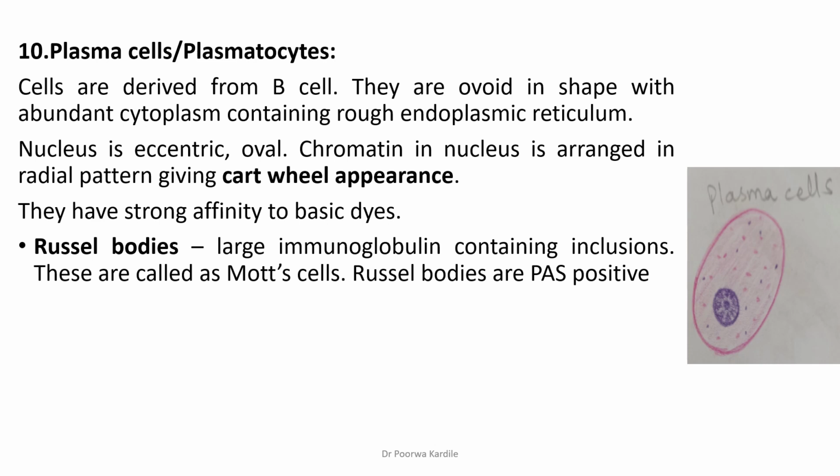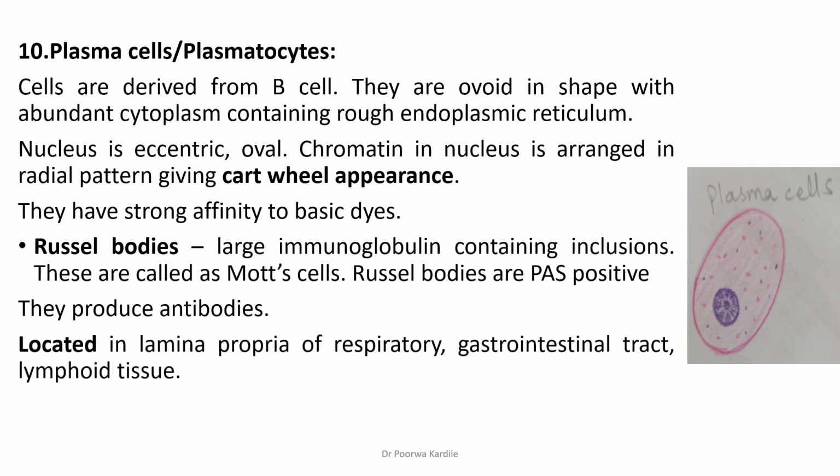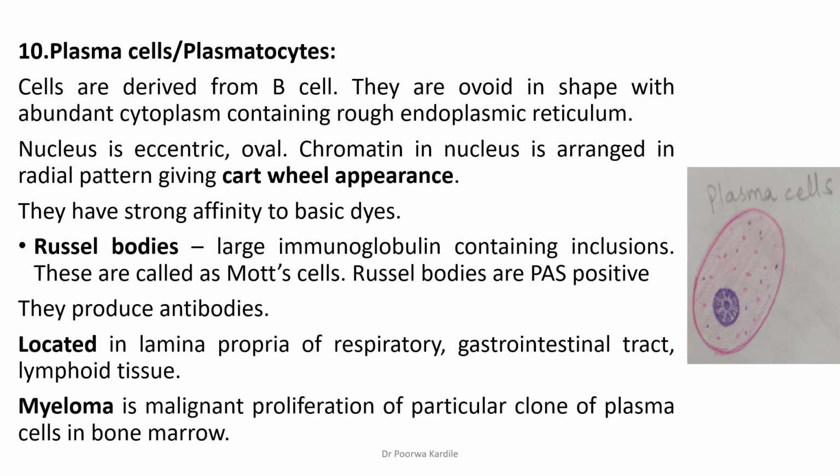The Russell bodies are also positive for periodic acid-Schiff stain, and the plasma cells produce antibodies. They are located in the lamina propria of the respiratory and gastrointestinal tract. There is a malignant tumor known as myeloma, in which there is proliferation of a particular clone of plasma cells in the bone marrow. So the proliferation of plasma cells in bone marrow is known as myeloma, and it is malignant in nature.